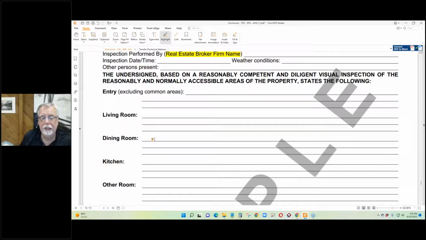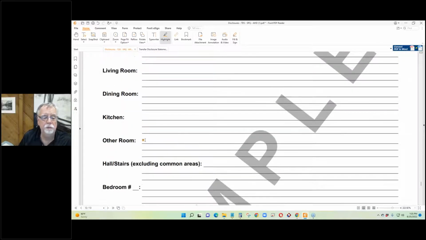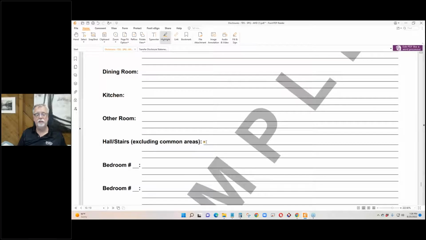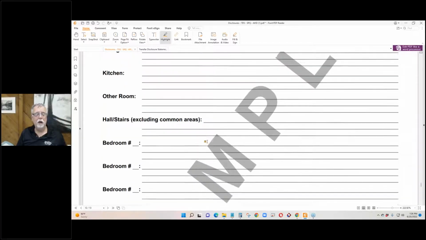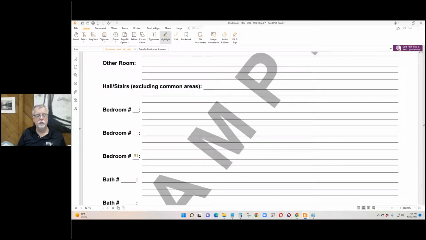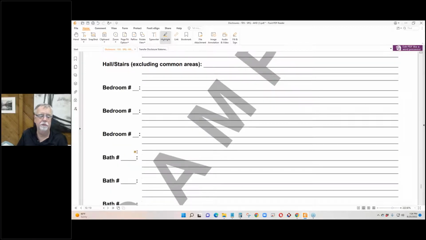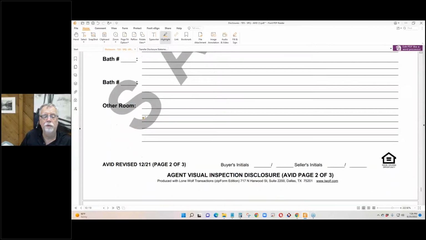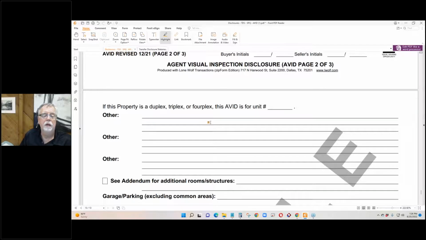Dining room, again, the same thing. Kitchen, other room would be like a family room. If there are no other rooms, you just put in NA for not applicable. Halls, stairs, if they don't have any, there's usually a hall. You'd write in bedroom number 1, bedroom 2, bedroom 3. If there's only 2 bedrooms, you would just say not available, NA for not applicable. Do the same thing with bathrooms, any other rooms, others.